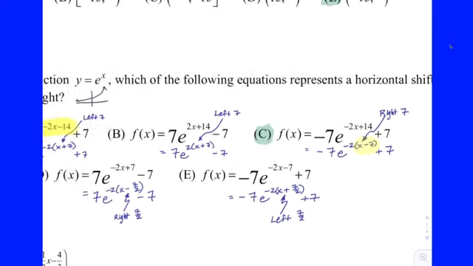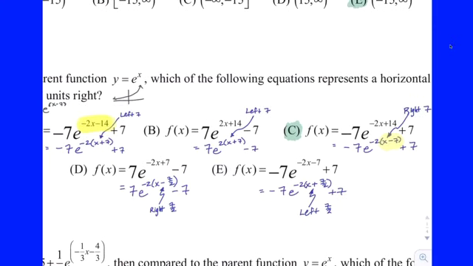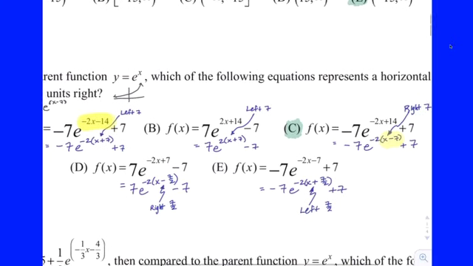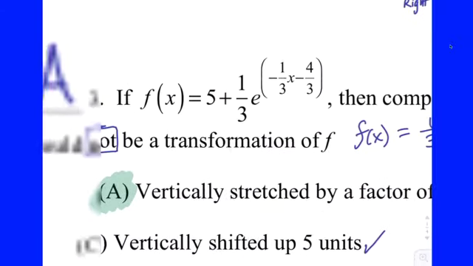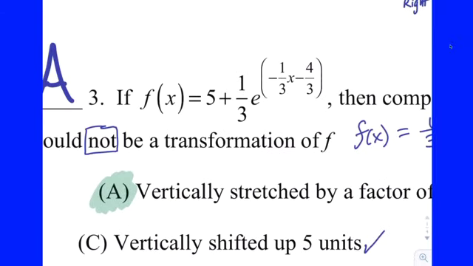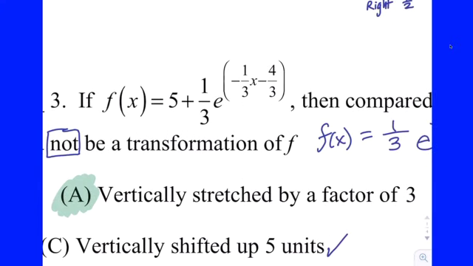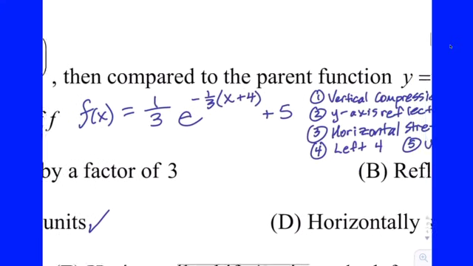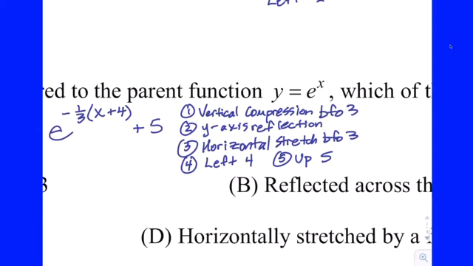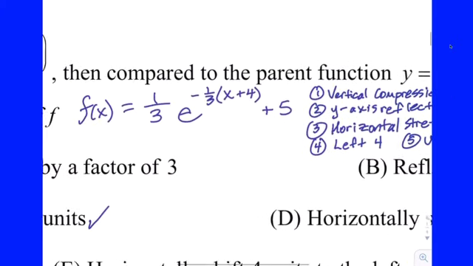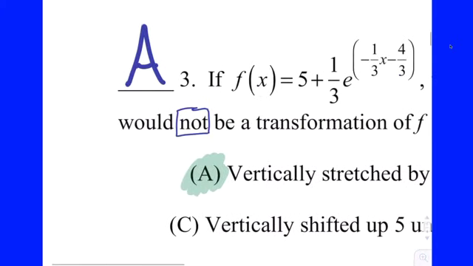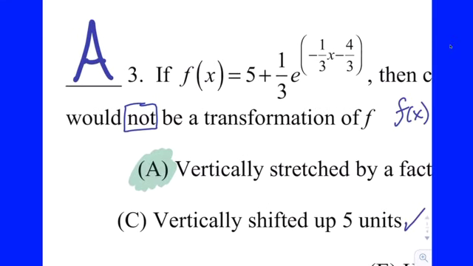All right, any other questions on number 2? Number 3, look at that, another e to the blob. Wow, that's 3 in a row. If f of x equals 5 plus a third of e to the blob, then, compared to the parent function e to the x, which of the following is not a transformation?